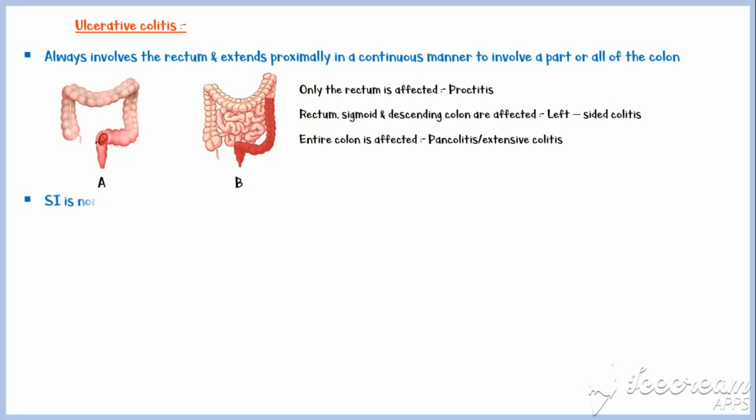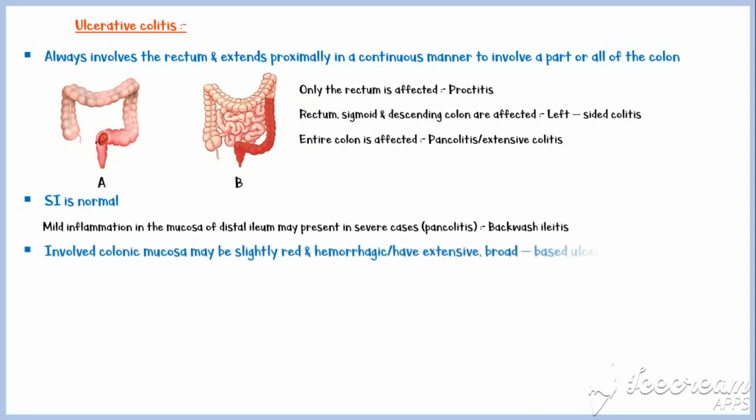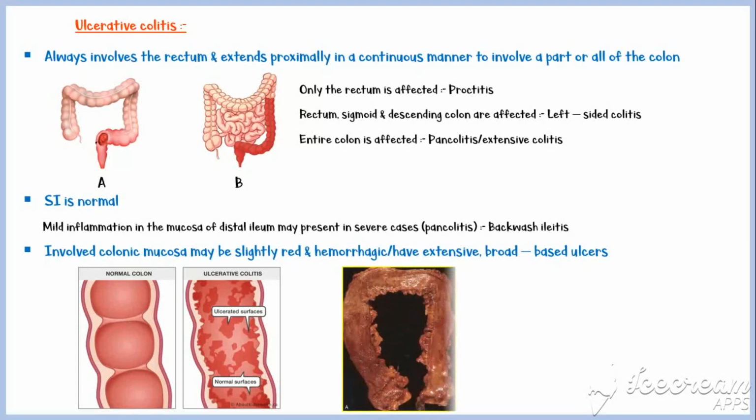The small intestine is normal, although mild inflammation in the mucosa of the distal ileum may be present in severe cases. This condition is known as backwash ileitis. Involved colonic mucosa may be slightly red and hemorrhagic or may have extensive, broad-based ulcers. Here is a comparison between a normal mucosa and one with ulcerative colitis. Unlike in Crohn's disease, there is no cobblestone appearance and the ulcers are more continuous. Here is a gross image of a colon with ulcerative colitis.